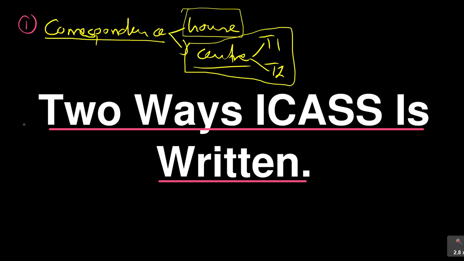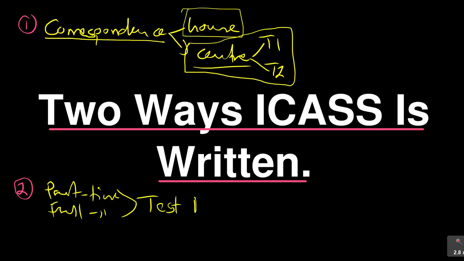The second way in which your ICASS is written is in a center, whereby you go to a school when you are attending either part-time or full-time. So if you are attending part-time or full-time, you are going to write this as a test. So it's going to be test 1 and it's going to be test 2. You're going to write this under exam conditions, and I prefer this one because the outcome of that test is a true indication or reflection of what you know at that stage. Should you get the actual paper, you will find that you will perform plus or minus a small difference compared to what you performed in the test.